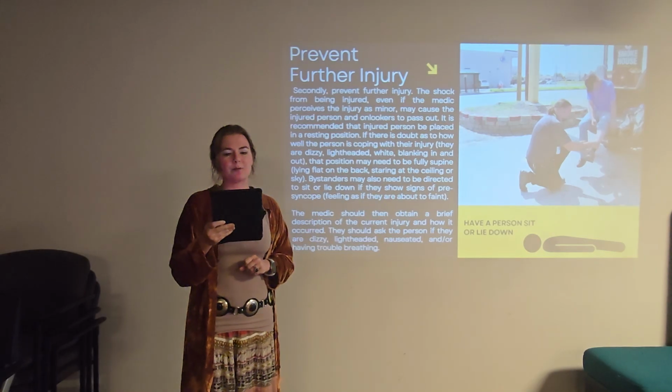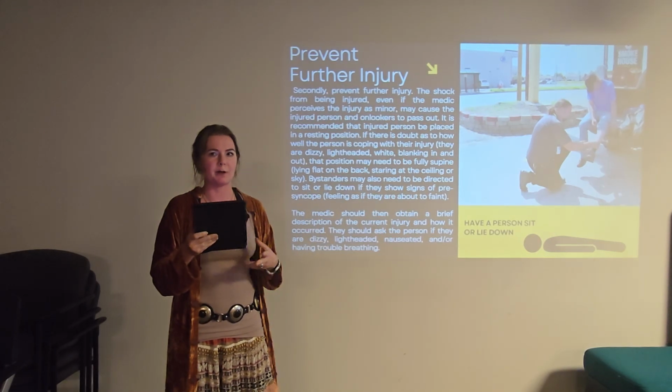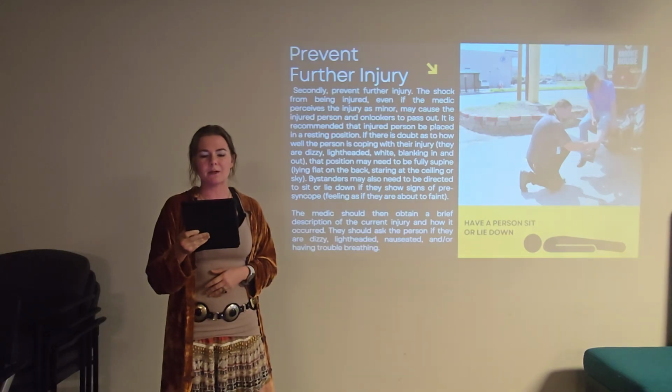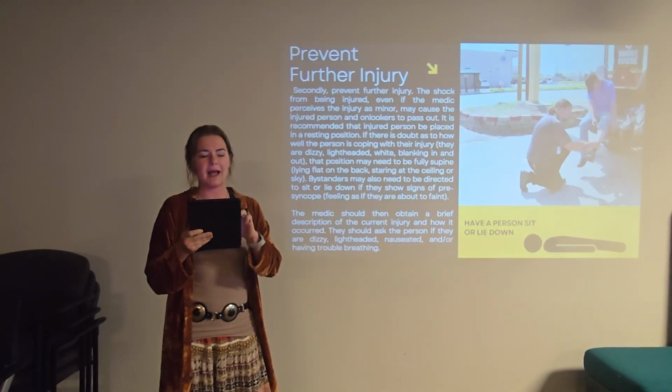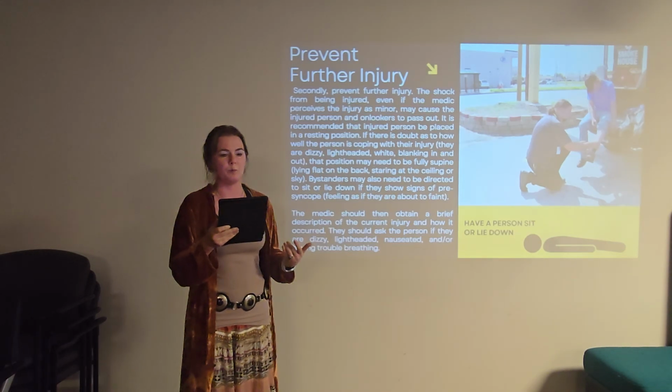Bystanders may also need to be directed to sit or lie down if they show signs of presyncope, which is feeling as though they are about to faint. The medic should then obtain a brief description of the current injury and how it occurred. They should ask the person, are they dizzy? Are they lightheaded? Are they nauseated? Are they having any trouble breathing?